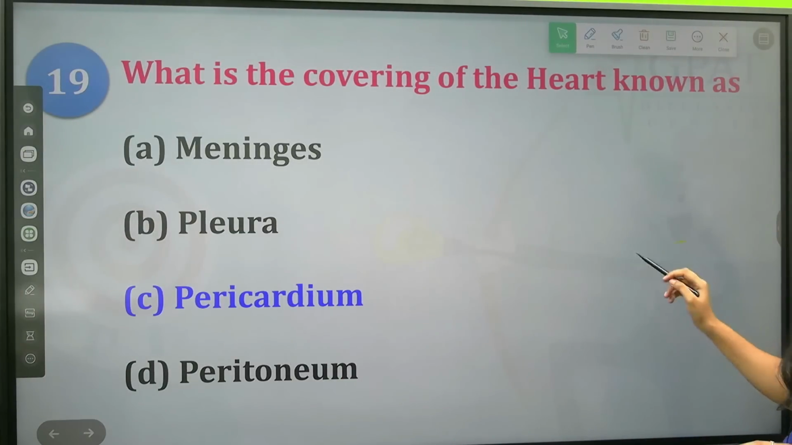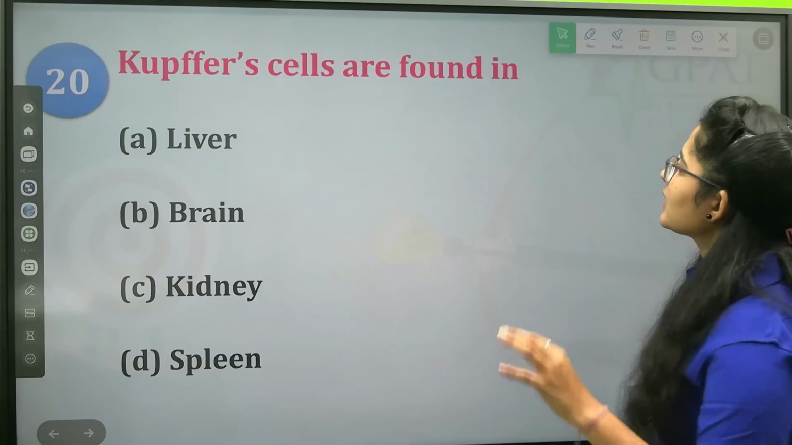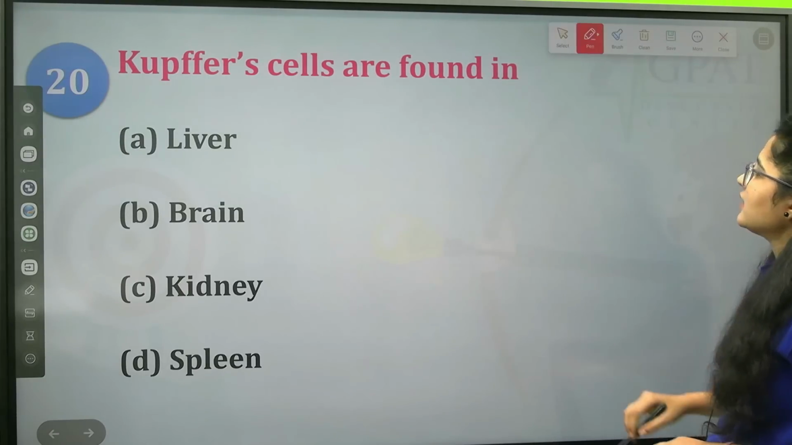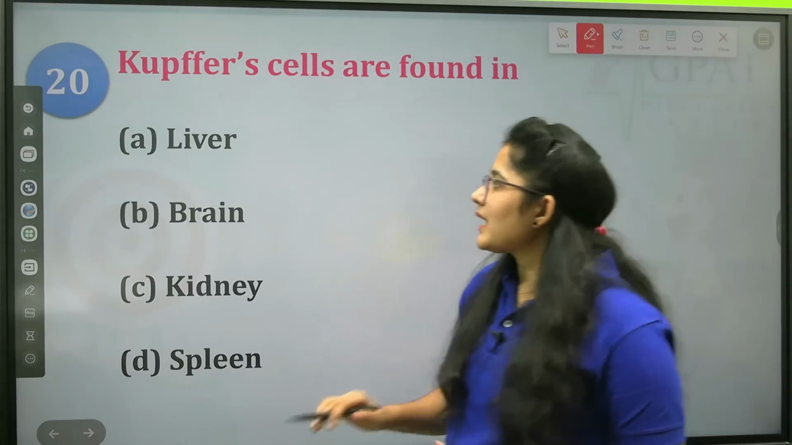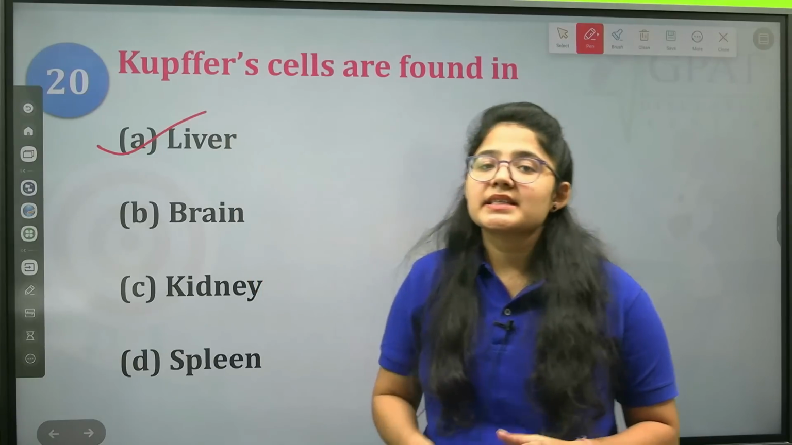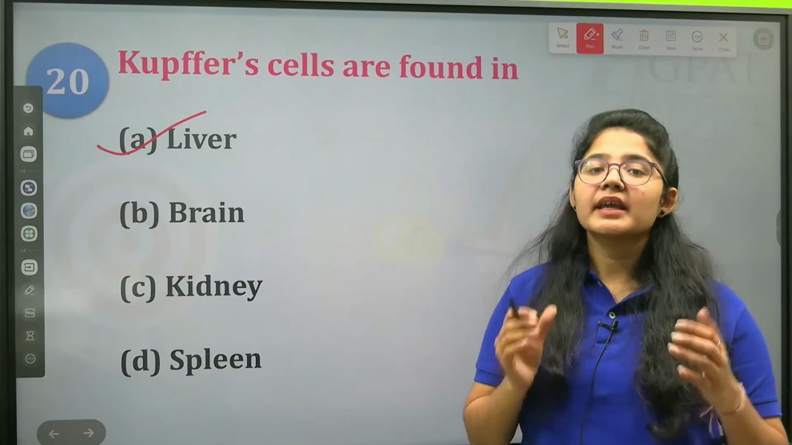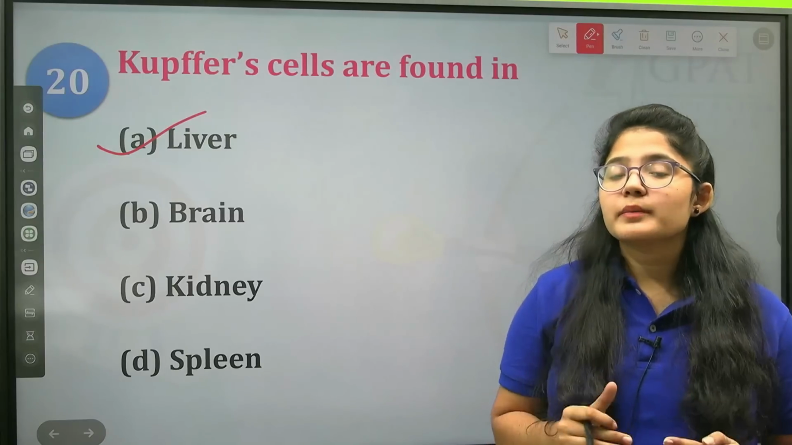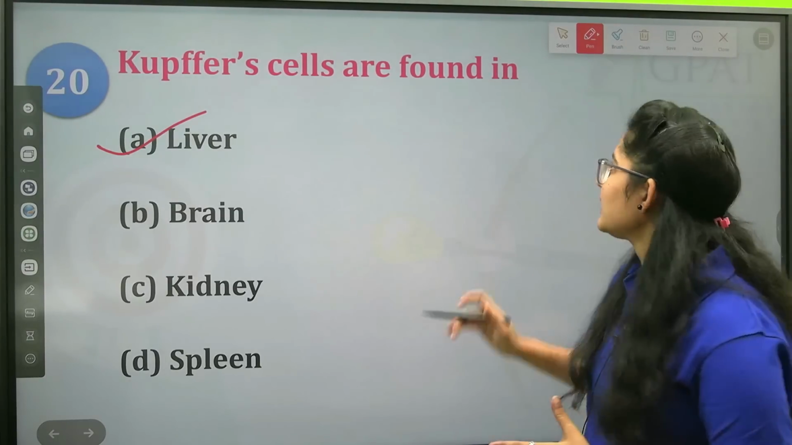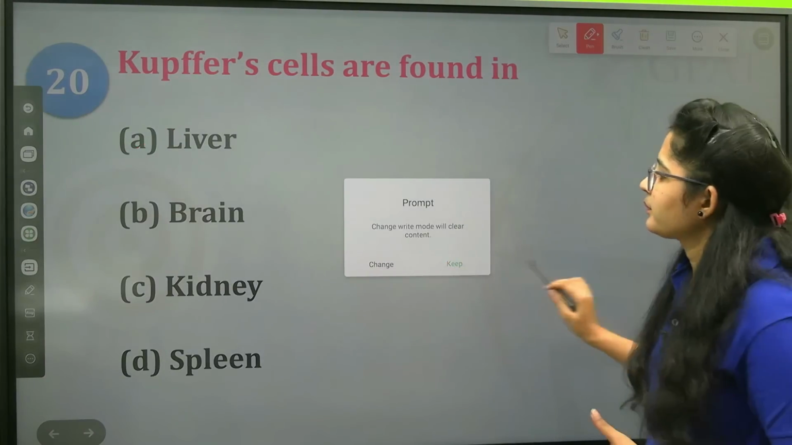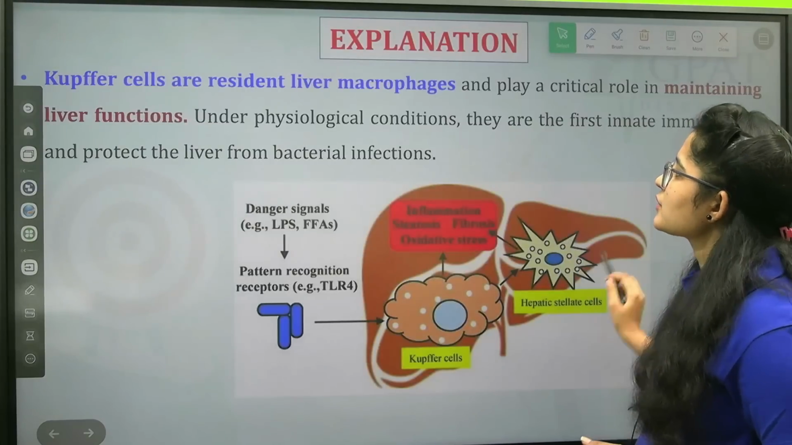Okay. Now the next question. Kupffer cells are found in your liver and it is responsible for the macrophagic activity. Okay? It protects your liver from bacterial damage. Clear? Okay. Now the next question.